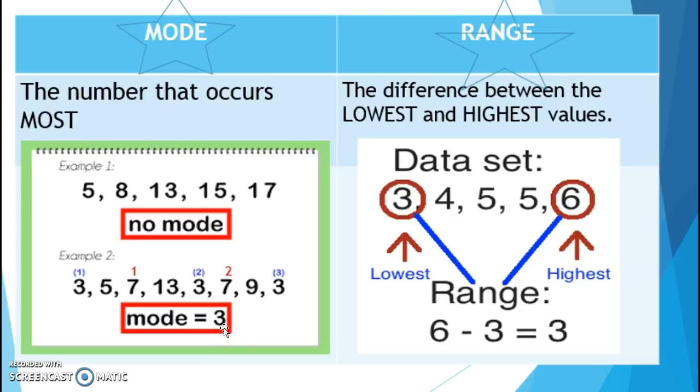Let's take a look at the range. In this set of numbers, again, it's the difference between the lowest and highest values. Here's my list of numbers, 3, 4, 5, 5, and 6. All I really need is my lowest number and my highest number. Subtract them. 6 minus 3 equals 3. 3 is my range.